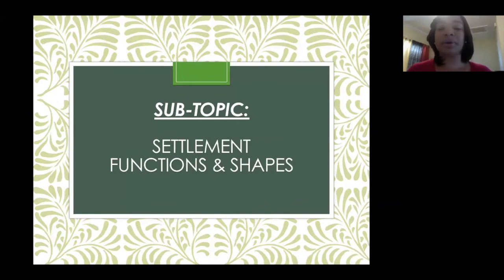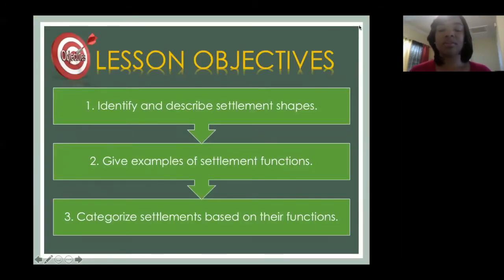Today, our subtopic will be sediment functions and sediment shapes. The objectives for our lesson today include, firstly, we wish for you to be able to identify and describe sediment shapes. Next, you should be able to give examples of sediment functions. And lastly, you will also be able to categorize sediments based on their various functions.